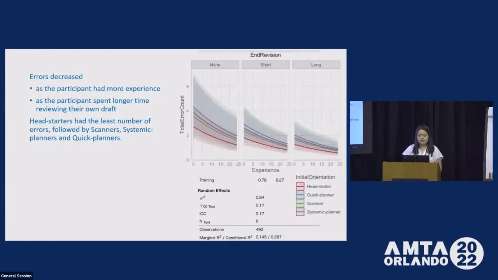As you can see in this visualization, these tendencies observed in initial orientation remain the same no matter how many years of experience they had or how much time participants spent on end revision. Although those lines seem to come closer to one another in the right panel, where participants spend more than 25% of the session duration on end revision.